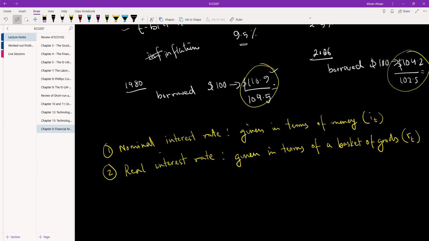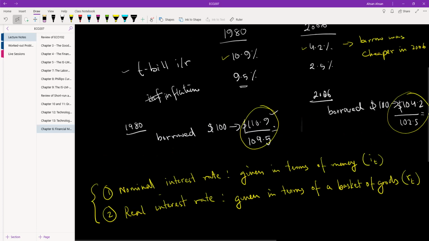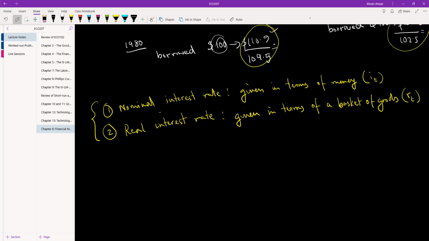Okay. So now the question is, what's the relationship between these two? How do we find a relationship? The way of doing that is, instead of dealing with actual numbers like 100 and stuff, let's just get a bit abstract. So suppose you borrow, you want to buy something, okay? You want to buy something, and the price in period T of that good is $P in period T.